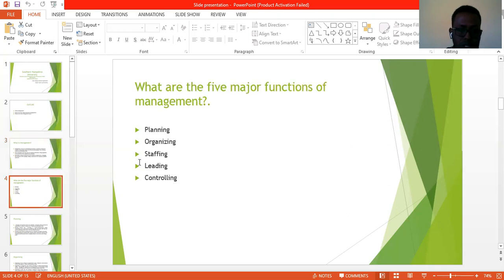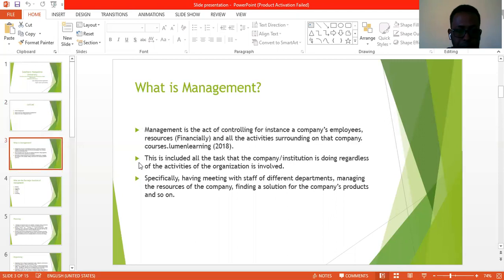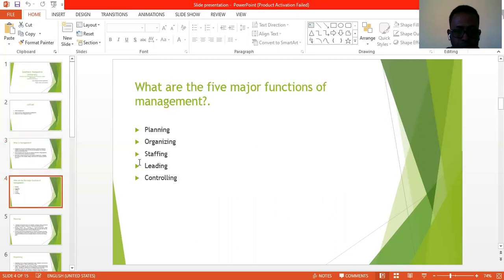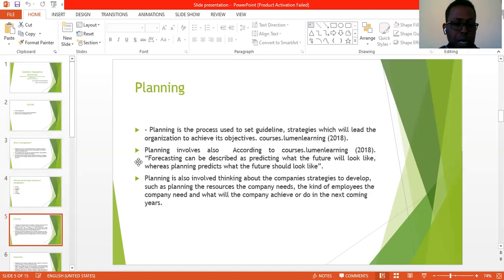So now let us go to the next slide, which is explaining what are the five major functions of management. The five functions of management are planning, organizing, staffing, leading, and also controlling. So let us explain them one by one and focus on planning.